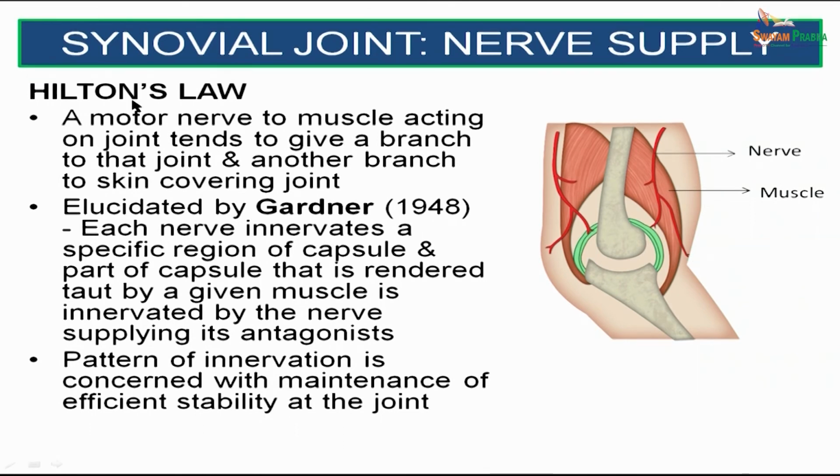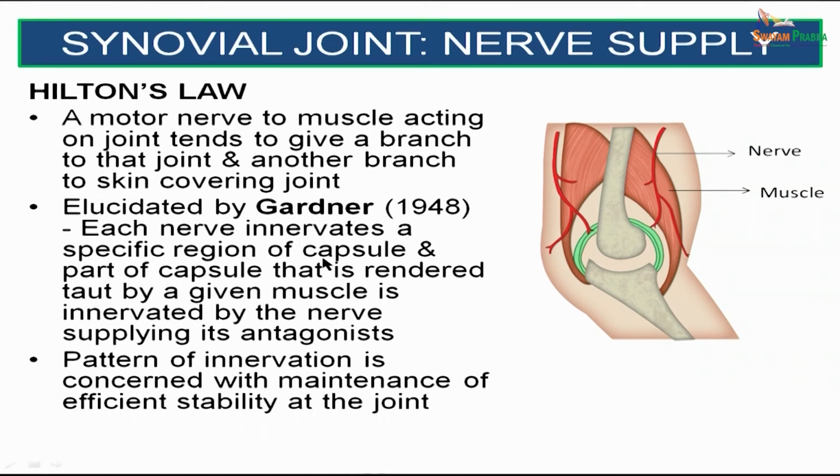So, the first law states that a motor nerve to a muscle acting on the joint tends to give a branch to that joint and another branch to the skin covering the joint. So, that we can see very clearly the nerve is supplying the muscle, it is supplying the joint, and it is supplying the skin.